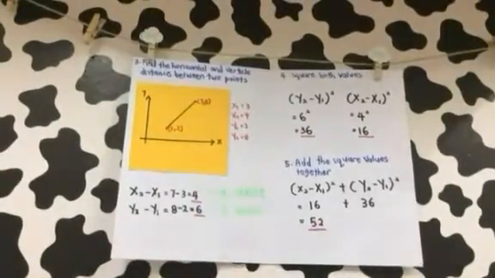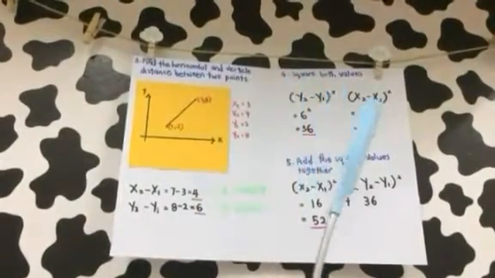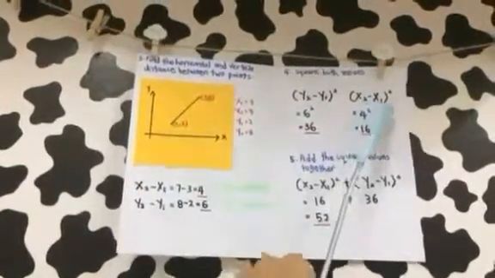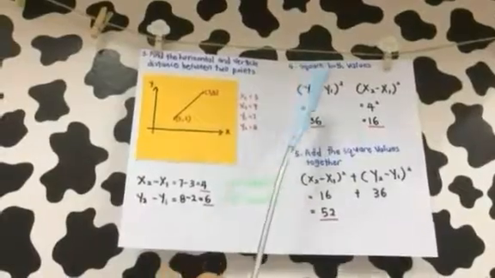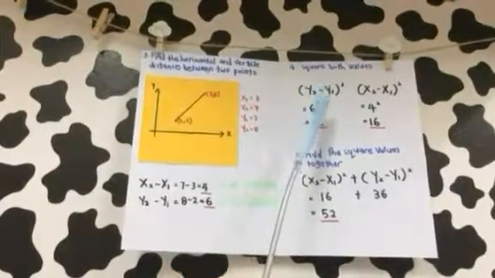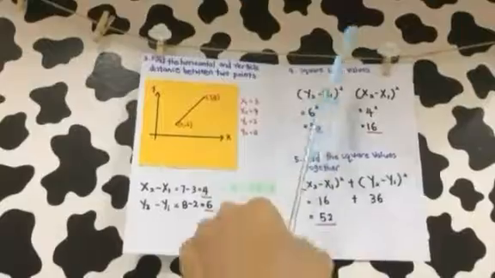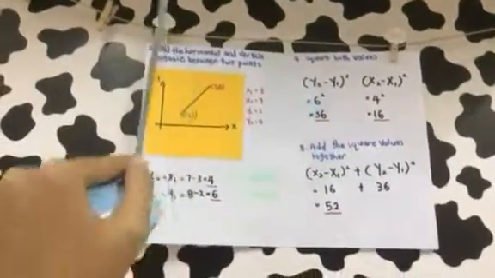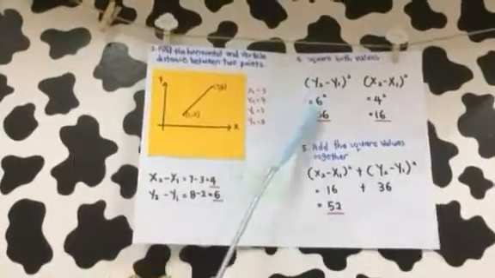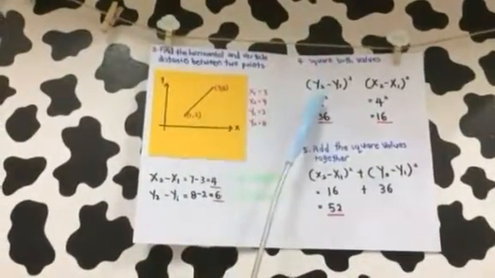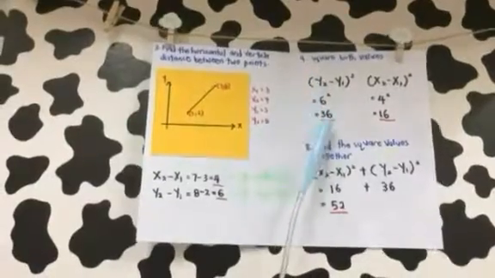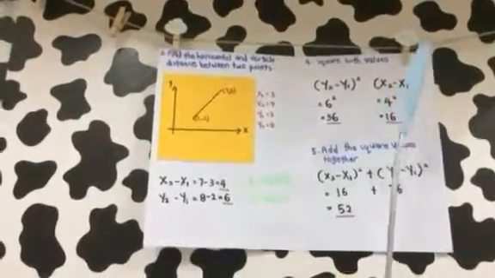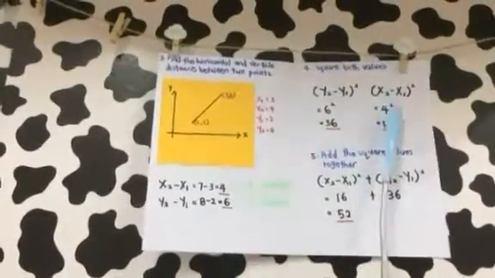The fourth method is to square both values. This means that you will square the x-axis distance, x2 minus x1 squared. Then you will separately square the y-axis distance, which is y2 minus y1 squared. As an example, from the set, you got 6 for the y-axis distance, and you square the value and get 36. For x2 minus x1, you got 4, and you square it, you get 16.